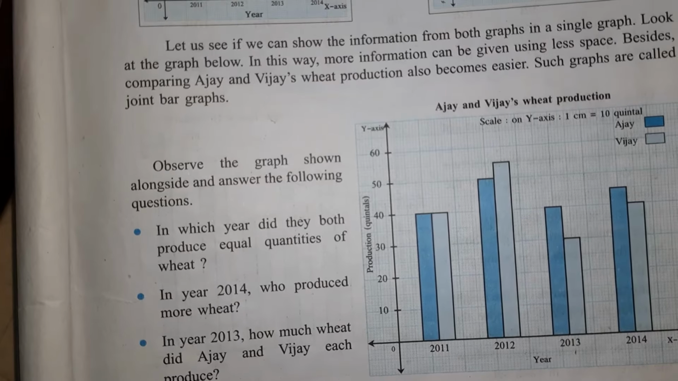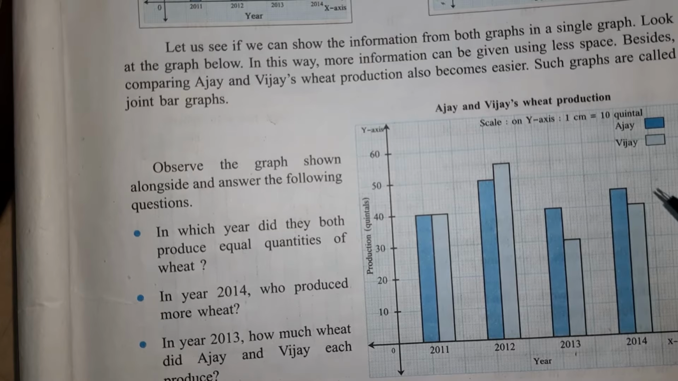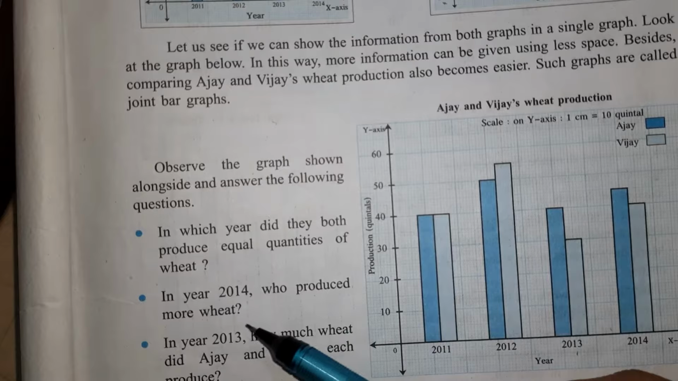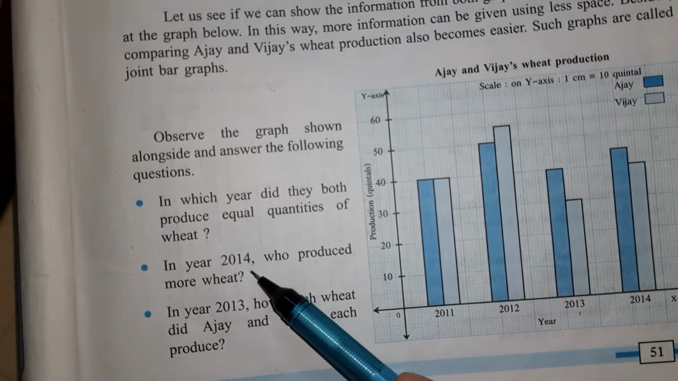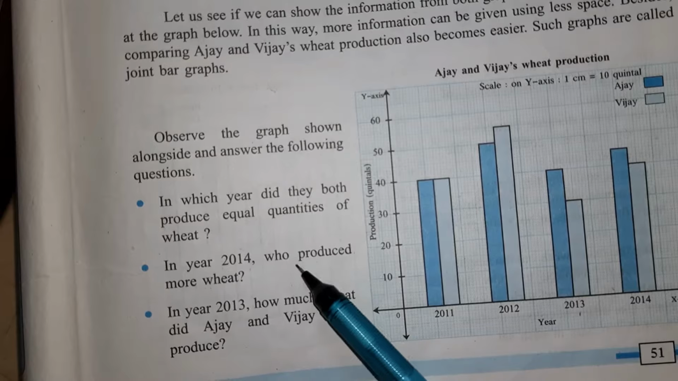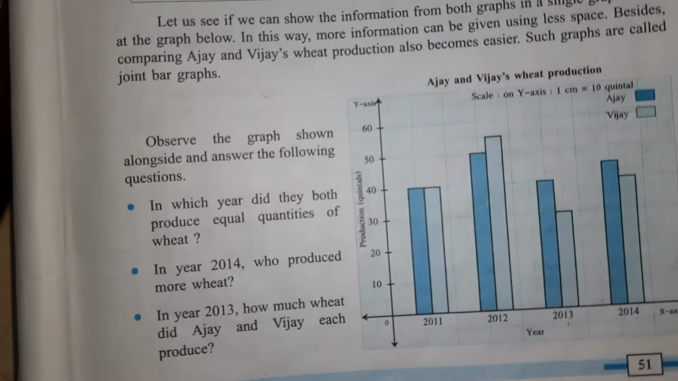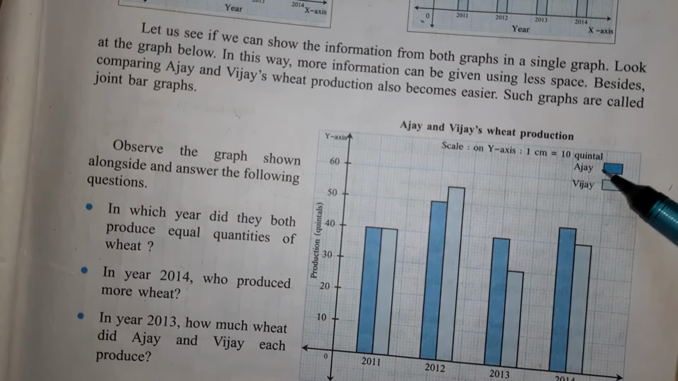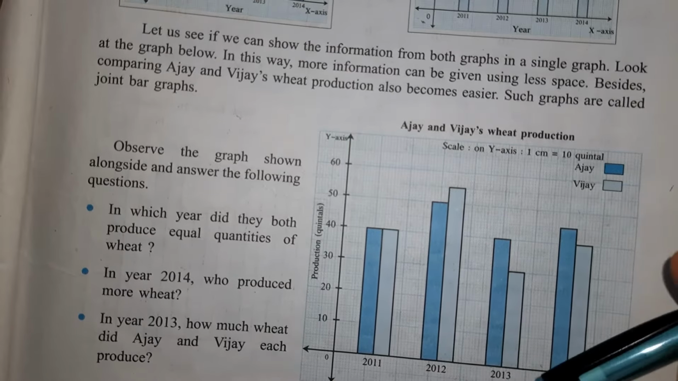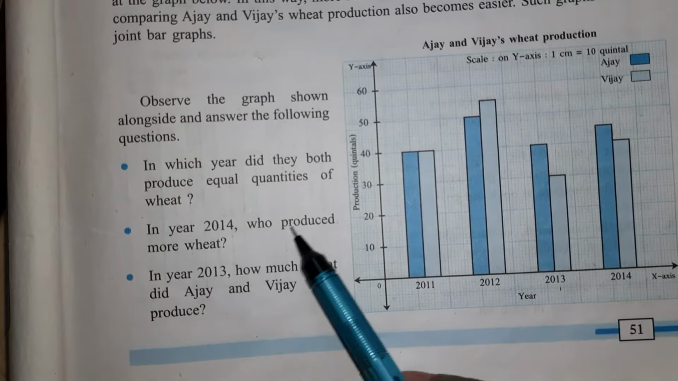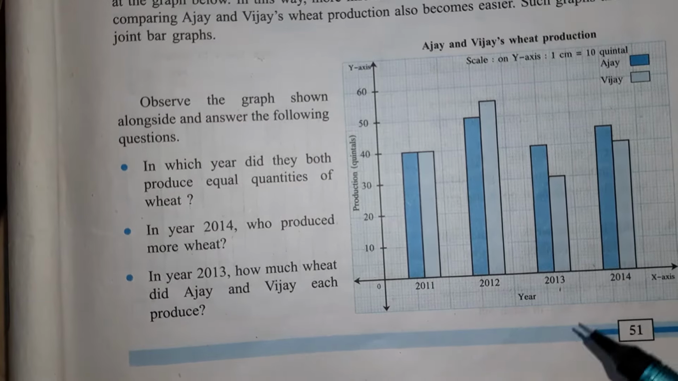We answered the question in very less time, meaning comparison is very easy. Next question: in the year 2014, which one produced more wheat? So in 2014 the dark color is more, and the dark color is for Ajay. So within a second we can give the answer. Ajay produced more wheat in 2014.